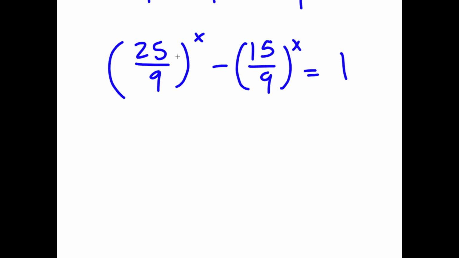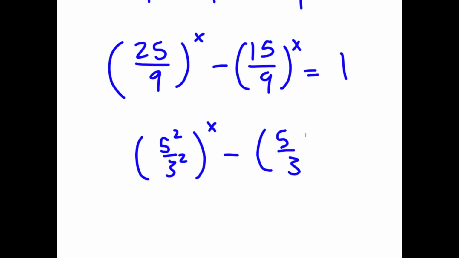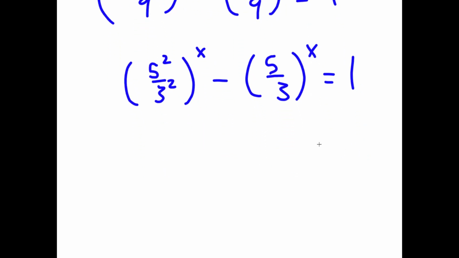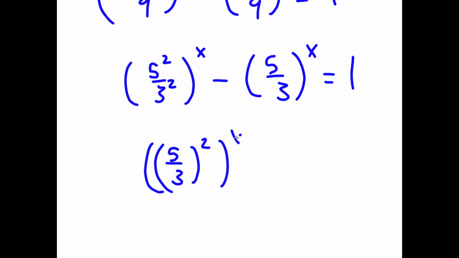Now I'm going to rewrite 25 over 9 as 5 squared over 3 squared to the power of x, minus 15 over 9. That's just simply equal to 5 over 3 to the power of x, and this is equal to 1. Now 5 squared over 3 squared, that's equal to 5 over 3 squared. So I have 5 over 3 squared to the power of x minus 5 over 3 to the power of x is equal to 1.